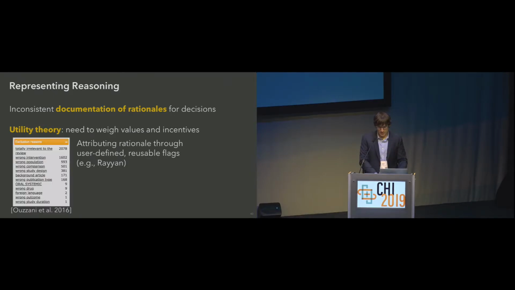One possible way to address this challenge might be a system of user-defined and reusable flags that researchers could use to attribute their rationales for various analytical decisions. And these might be similar to custom codebooks in Rayan, shown here. Rayan is an existing tool for systematic review, but there are some open questions here.